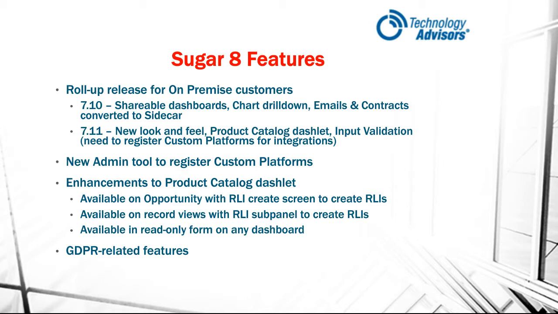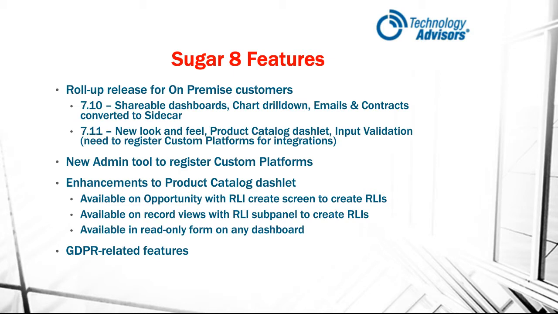One of the other features that is included in version 8.0 are some enhancements to the product catalog dashlet that first came out in 7.11. So in version 7.11, the product catalog dashlet works with quotes. In version 8.0, they're expanding that to work with any other modules in Sugar, in particular anywhere that has revenue line items connected to it. So on the Opportunity Create screen, on the Opportunity or Account Record views, and a read-only form available from anywhere.